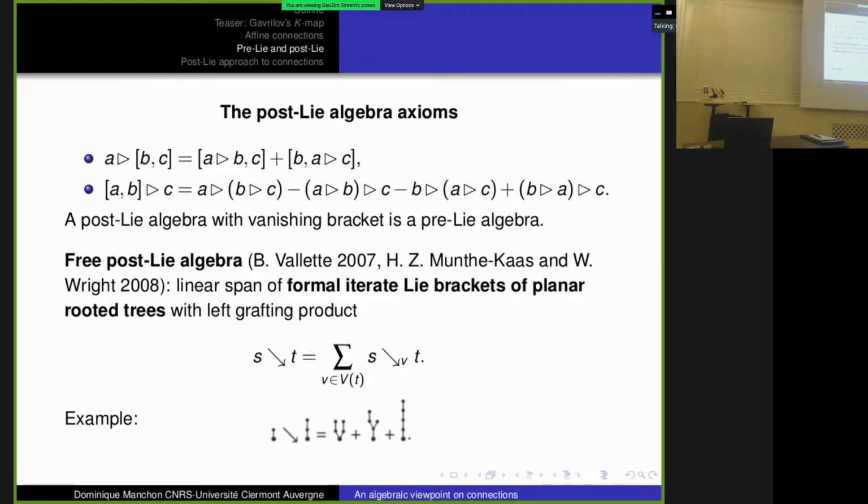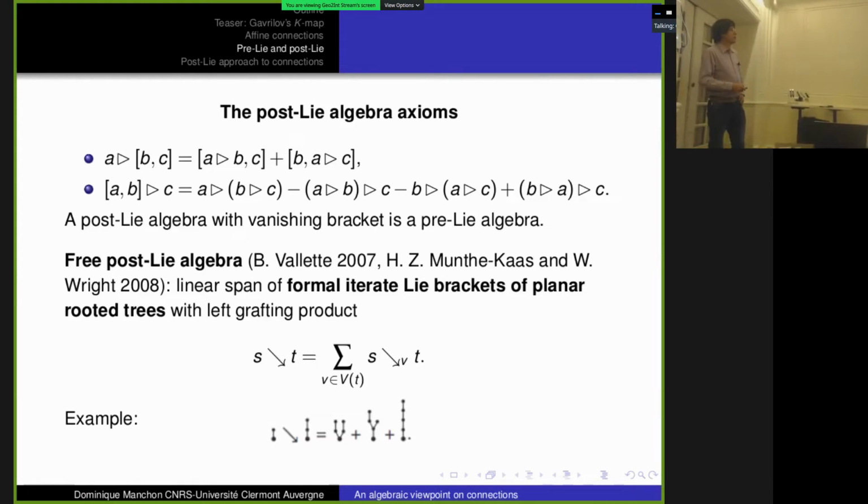And so this southeast arrow is not pre-Lie anymore in the planar setting. It's just an avatar of the free magma. It's quite easy to show. And okay, so I give you the grafting product for trees, but now on the iterated Lie brackets, you get it just by forcing the Post-Lie axioms.